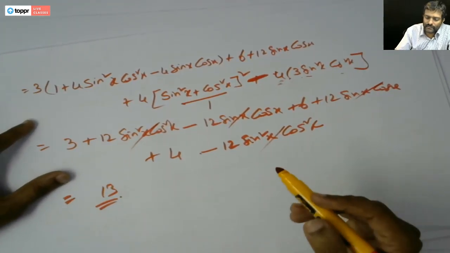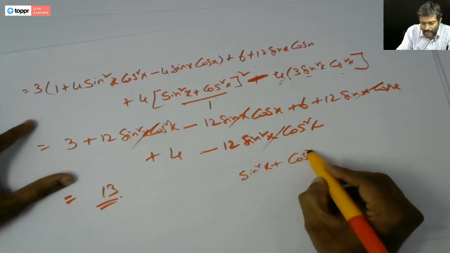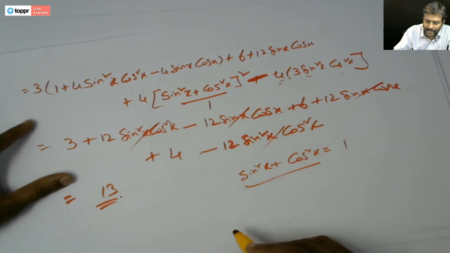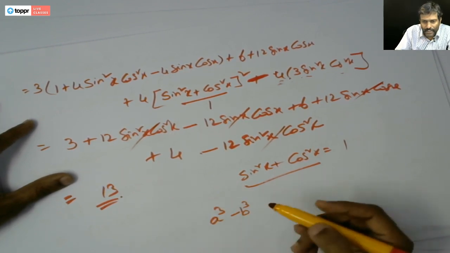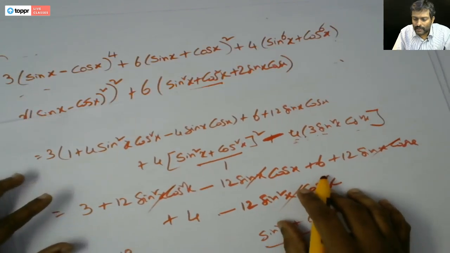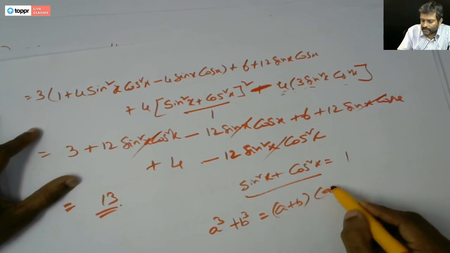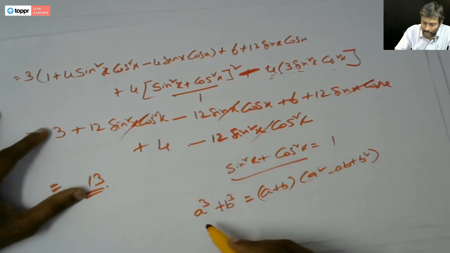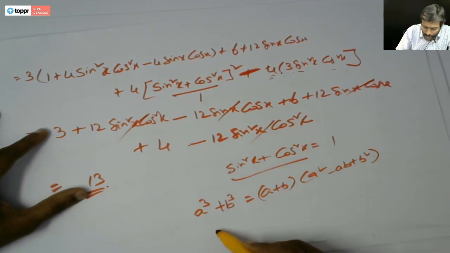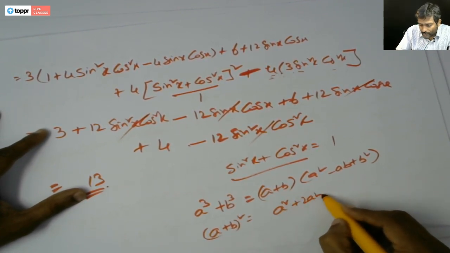So here the formulas we used: one thing we used is sine square x plus cos square x is equal to 1. And then the formula a cube plus b cube, which is (a plus b) times (a square minus ab plus b square). These are the formulas which you need to remember a lot. And then we used one more formula: (a plus b) whole square is nothing but a square plus 2ab plus b square.